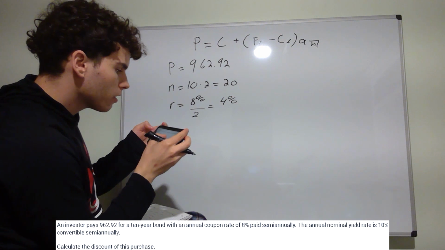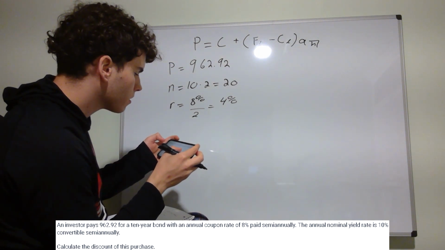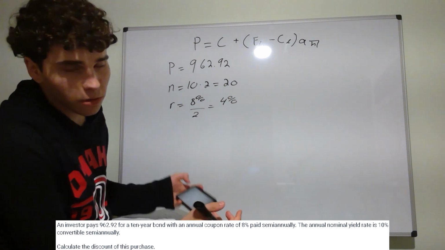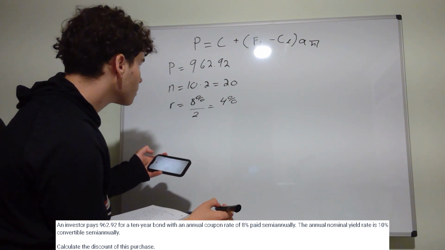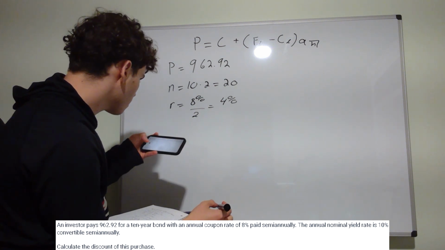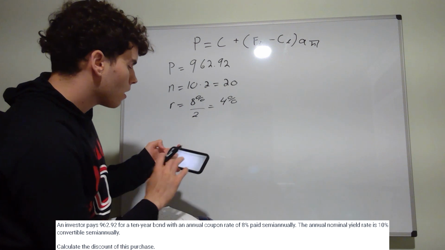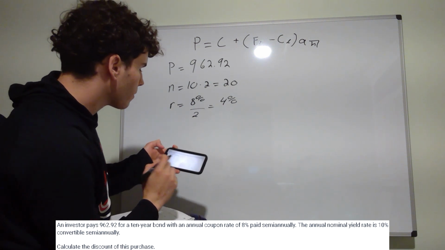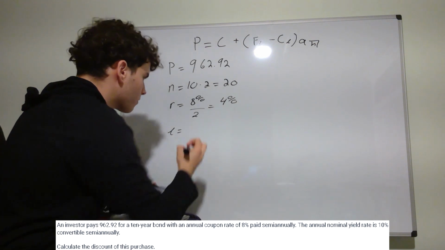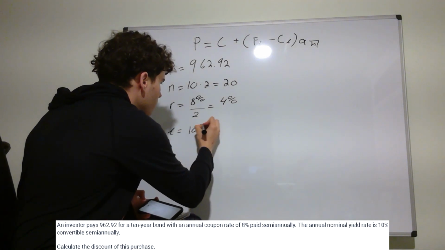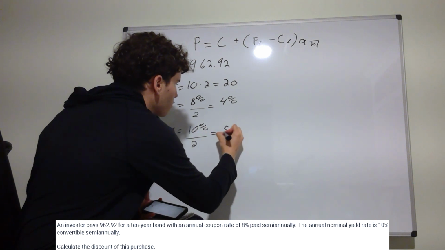Alright, continuing, we have an annual nominal yield rate of 10% convertible semi-annually. So it's nominal, that's not good when you convert it to effective. And to match it, since it's convertible semi-annually, that's an easy fix. So our I is, in the problem given to us, 10% convertible semi-annually divided by 2, easy 5%.